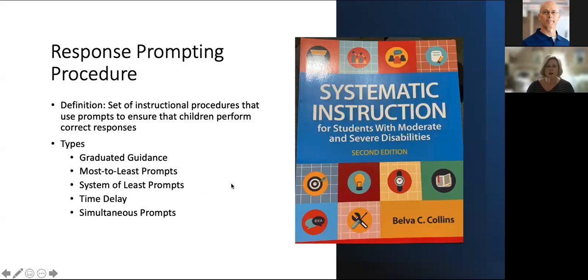So there's a procedure called system of least prompts, where we give the child the opportunity to do the skill independently. And then if the child doesn't do it correctly, then we give just a little bit more support. And then if the child still can't do it, we give just a little bit more support until the child is finally able to do it independently. And so I'll show you in this video how this teacher is trying to teach this child to share.